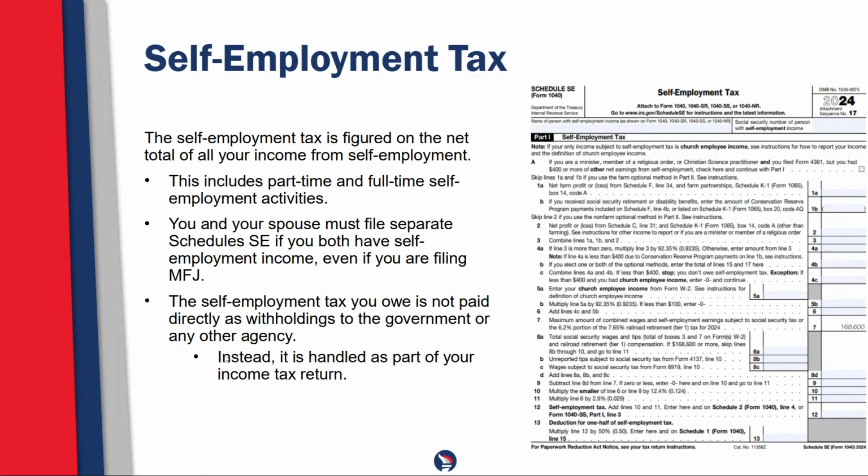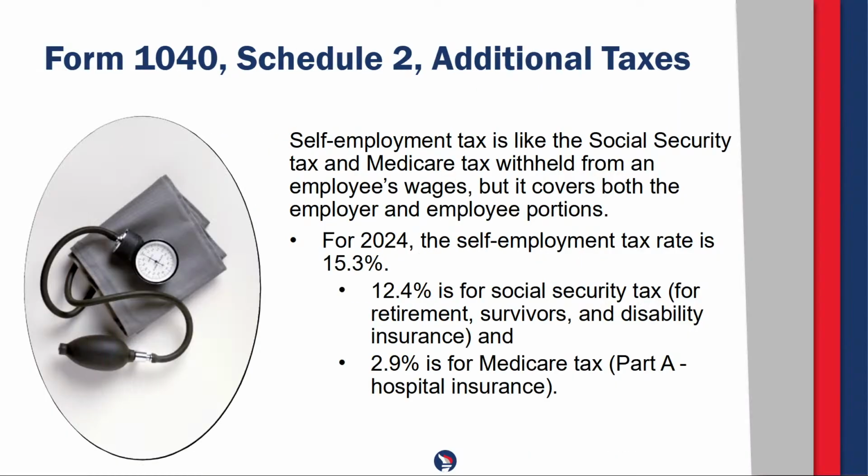Self-employment tax you owe is not paid directly as withholdings to the government or any other agency, yet is part of your tax return. This is where you can get into a big lot of trouble, because self-employment tax is basically a little over 15%. It's 15.3%, of that 12.4 is for Social Security tax, and 2.9 of that is for Medicare tax.